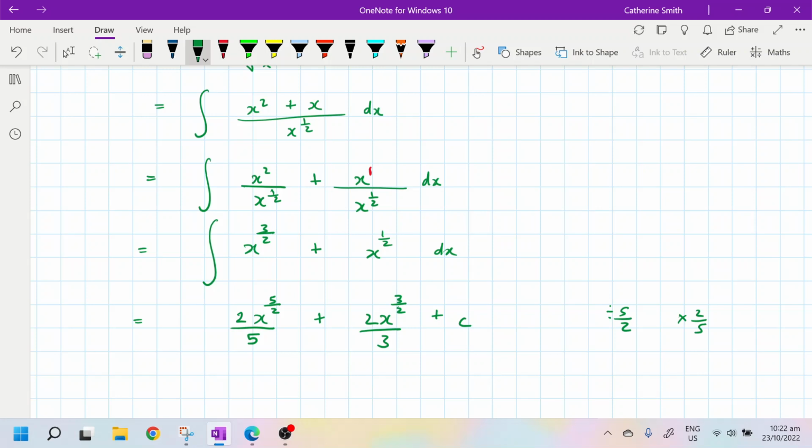And now we're done. Right, so that's those ones. So look out for that as the second thing to look for when you are looking at integrating a quotient.